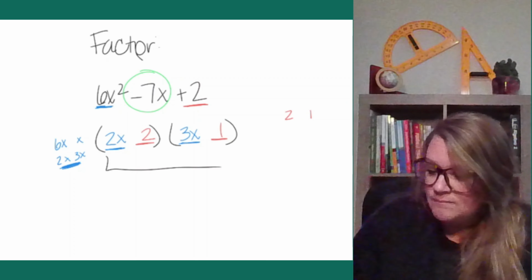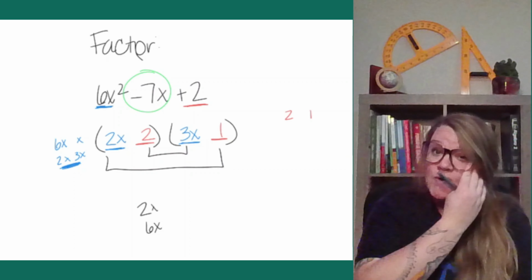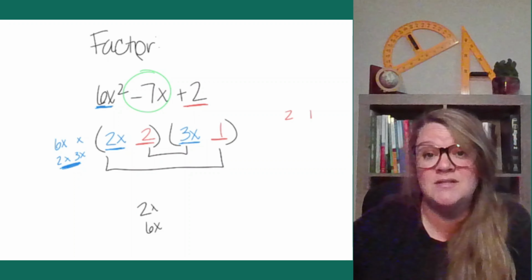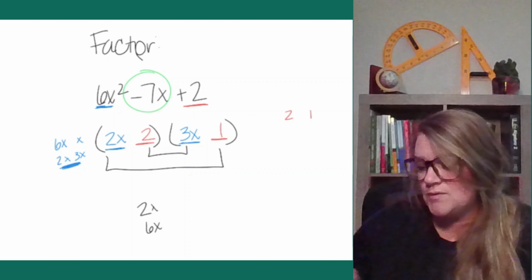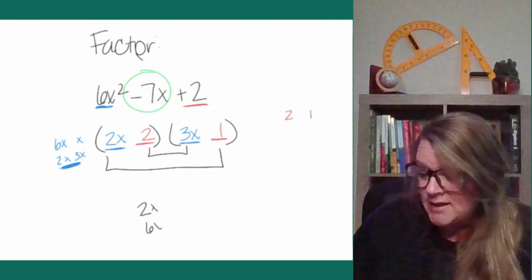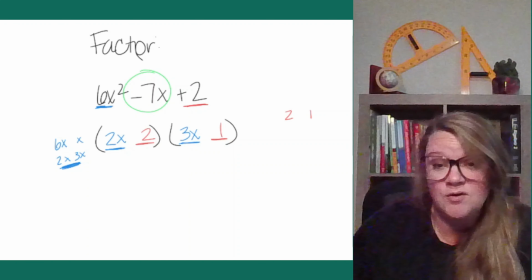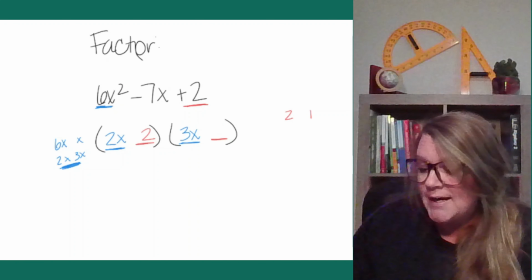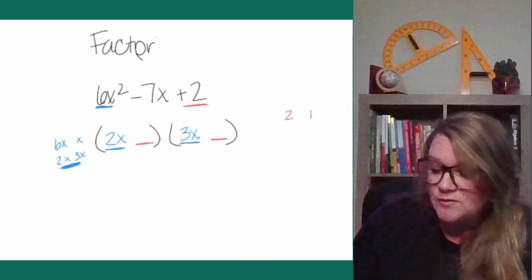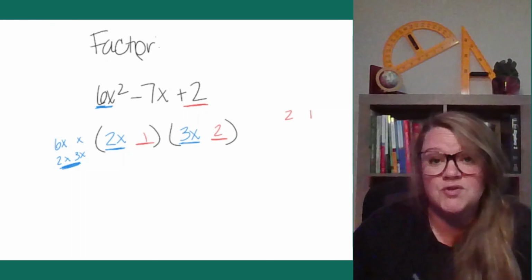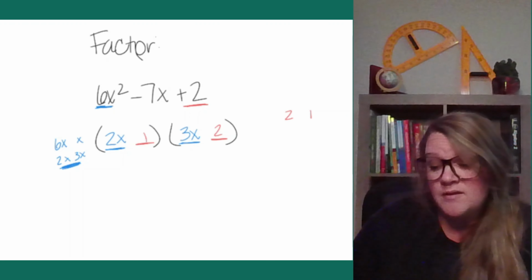Outer times outer, 2x. Inner times inner, 6x. And I cannot make a 2x and a 6x into a negative 7x. There's no way I can do that. So I guessed, and then I checked my answer. My answer does not check out, so I need to do something different. I need to change my 1 and my 2 around maybe. 1 and 2, let's try that. Because now I'm multiplying them by different things.